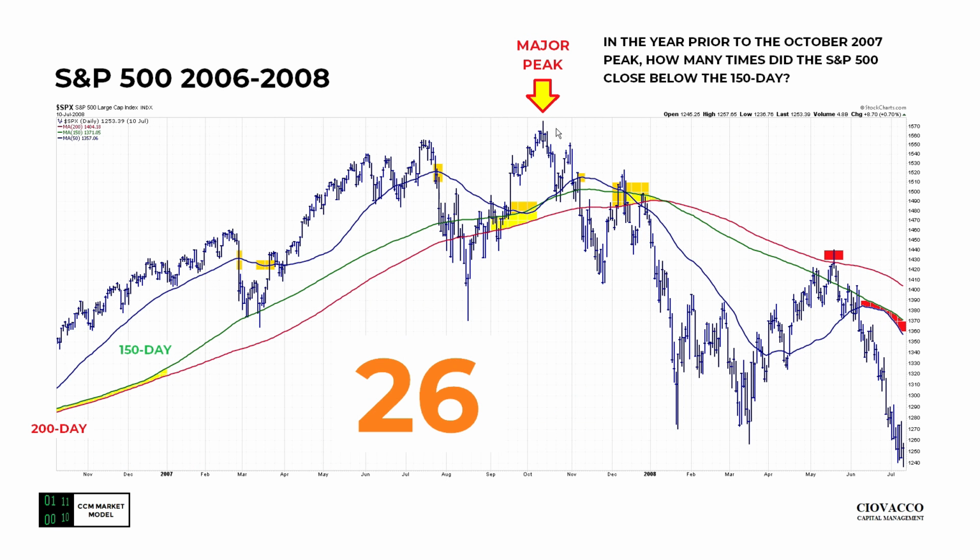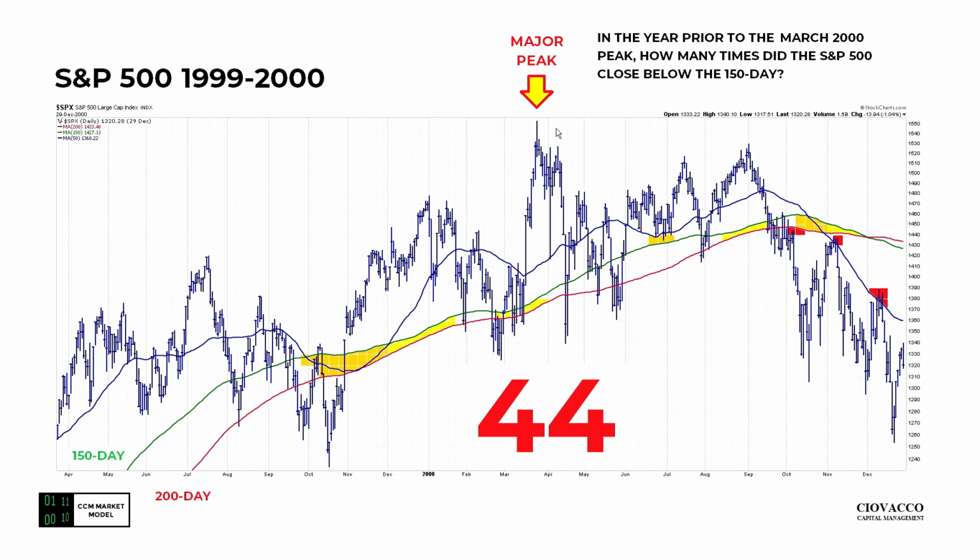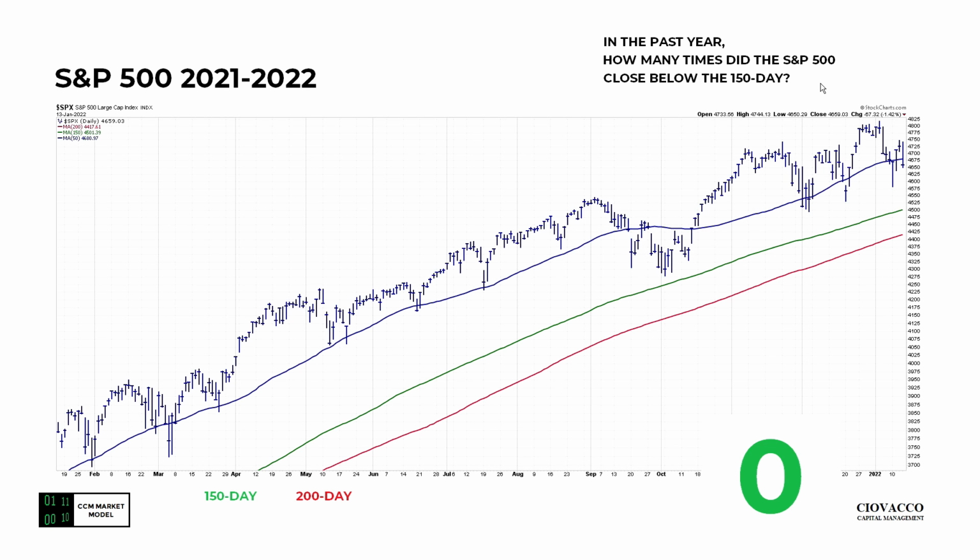So in the financial crisis case, 26 times. .com case, 44 times. How about the 2022 case? In the past year, how many times did the S&P 500 close below the 150-day moving average? Answer, 0. Chart looks much, much better.